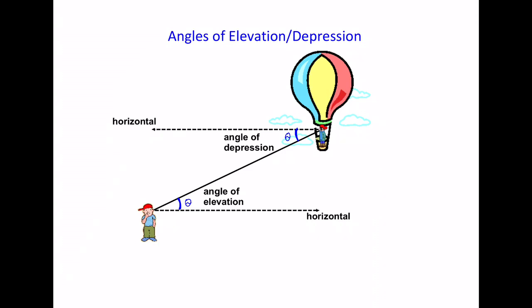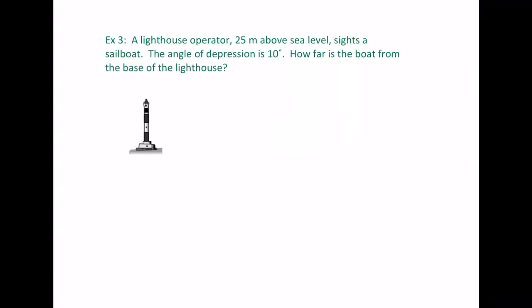When we look at these applications and it talks about angle of elevation and angle of depression, picture that line of sight and then either looking up for an angle of elevation or looking down for an angle of depression. So the first example we're going to look at: a lighthouse operator 25 meters above sea level sights a sailboat. The angle of depression is 10 degrees. How far is the boat from the base of the lighthouse?